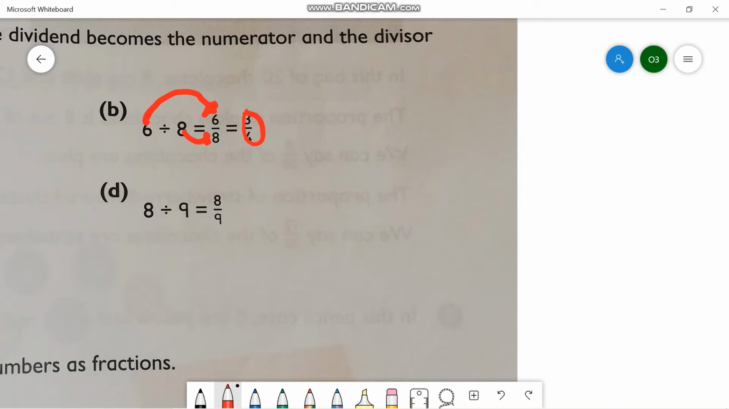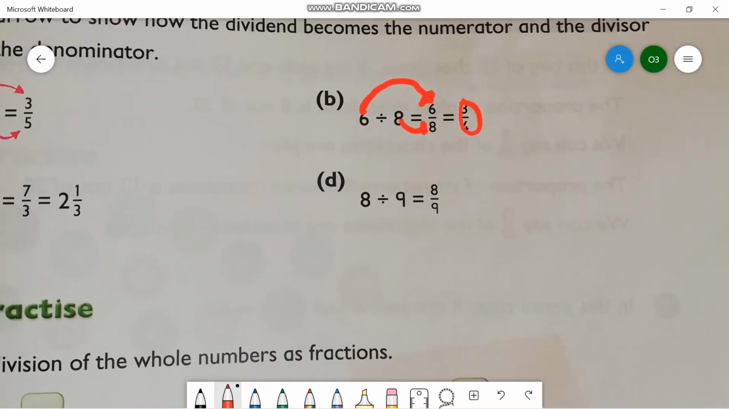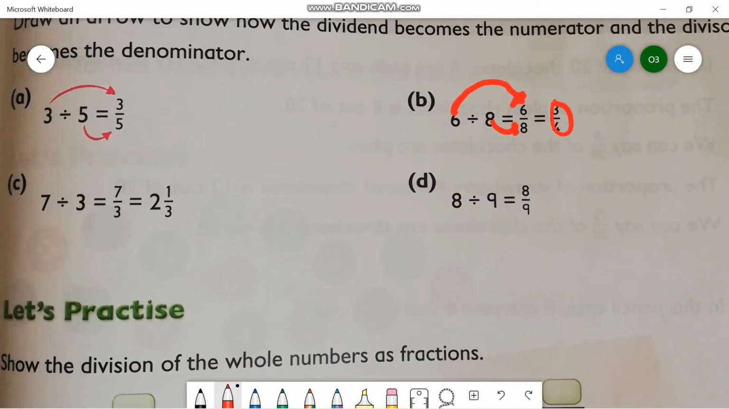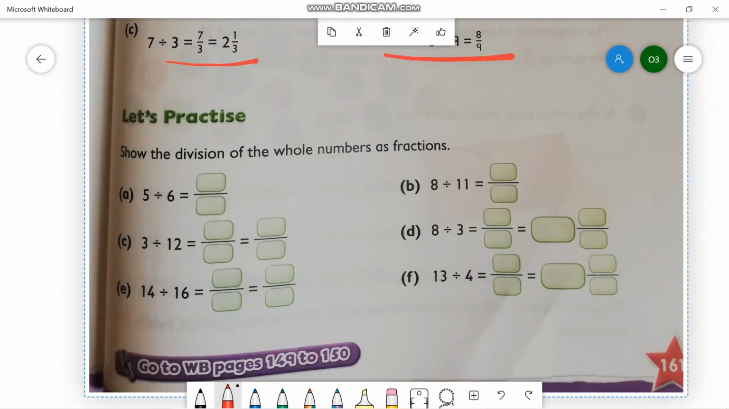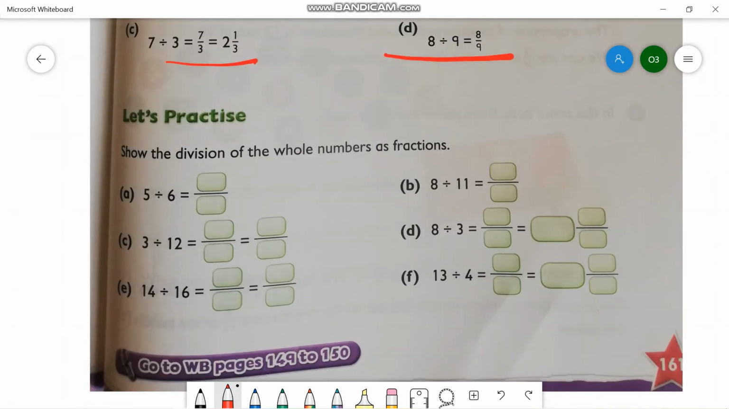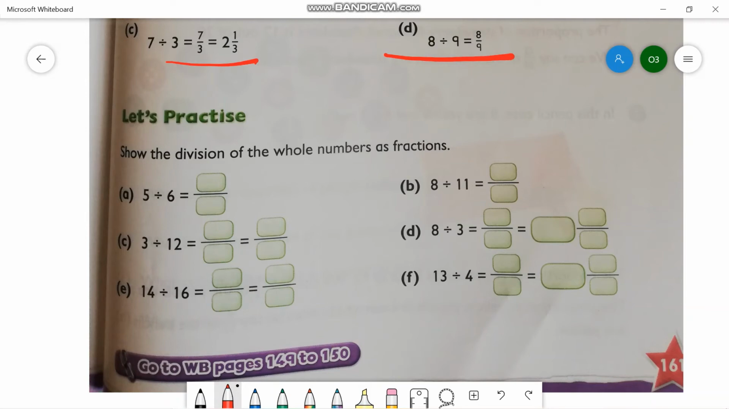Okay, but we are just going to put an arrow to the 6 and to 8. Then you have to answer letter C and letter D. Okay, now let's go to Let's Practice. Show the division of the whole numbers as fractions. Okay, let's start with letter A.